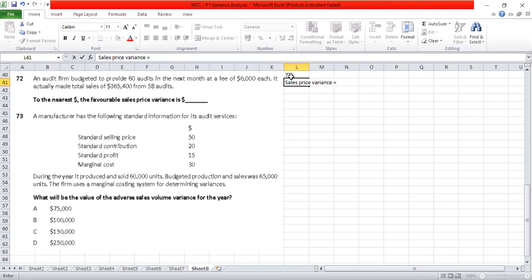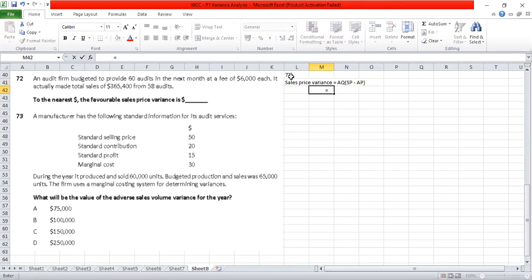So sales price variance talks about the difference in the prices, the standard price and the actual price. The standard price is given to us as 5,000 each. So actual quantity into standard price minus actual price. That's the formula. Actual quantity into standard price minus actual quantity into actual price, isn't it? So if we elaborate it, it looks like this.